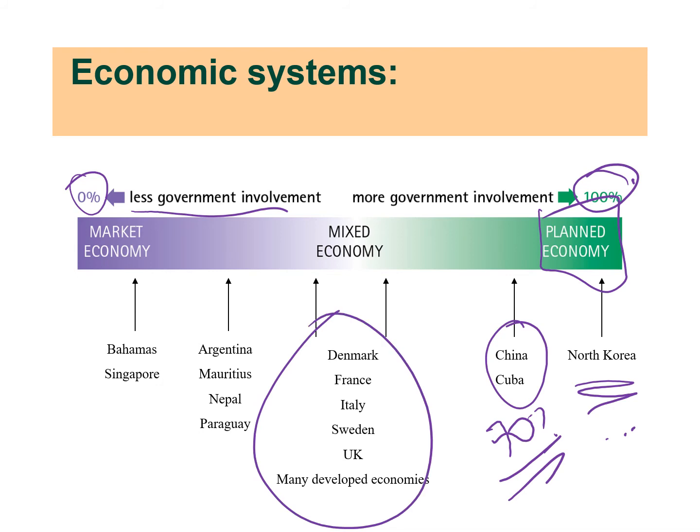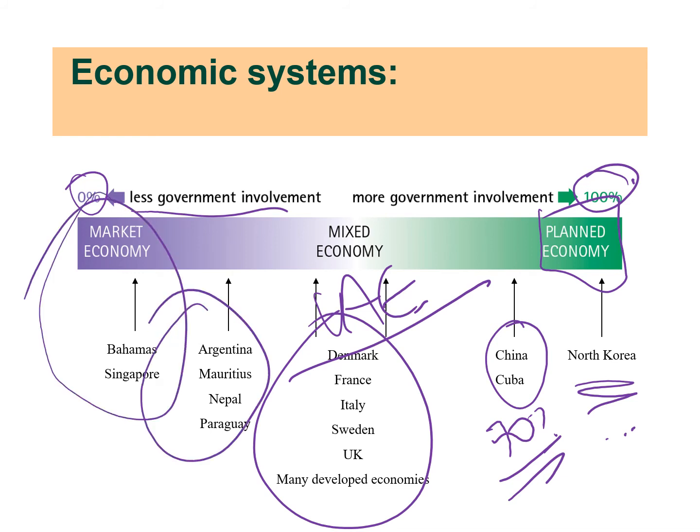These are examples of mixed economic countries, and the UAE is considered to be a mixed economy since there is government intervention and also you can own your business. So let's say 50% public sector and 50% private sector. Market economy, these are examples of market economies, but as you can see, for example, the Bahamas and Singapore have less government intervention than that of Argentina, Nepal, and so on.